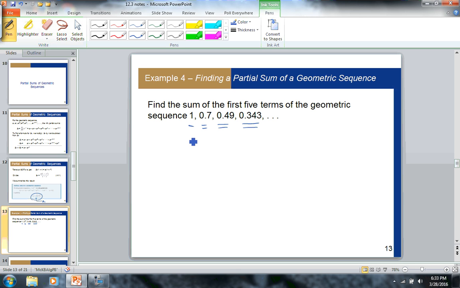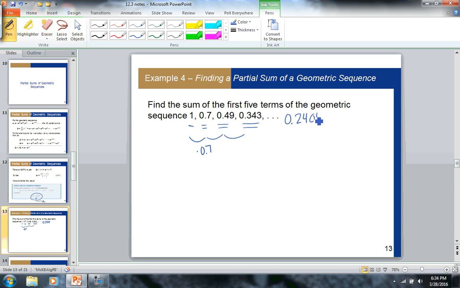And notice that we're going from 1 to 0.07, so I'm multiplying by 0.7. And then there again, I'm multiplying by 0.7 and times 0.7. So if I multiply again by 0.7, I'll get 0.2401 as my 5th term. Okay? And then I want to find the sum of those 5 terms.